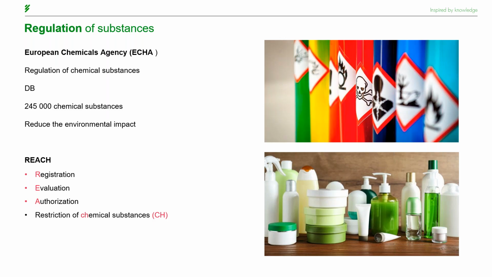And they have become the regulatory authority with the largest database in the world, currently containing more than 245,000 substances. One of its objectives, in addition to protecting human health, is to reduce the environmental impact of chemical substances. For this, ECHA established more than a decade ago a regulation called REACH, whose initials refer to the registration, evaluation, authorization, and restriction of chemical substances.